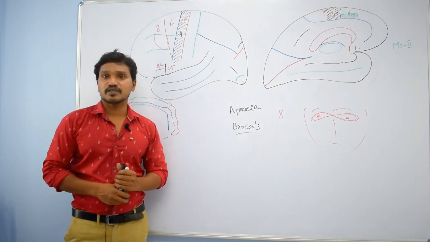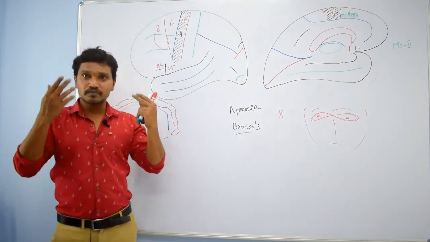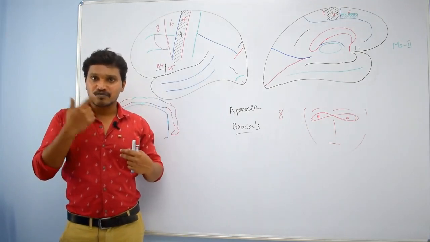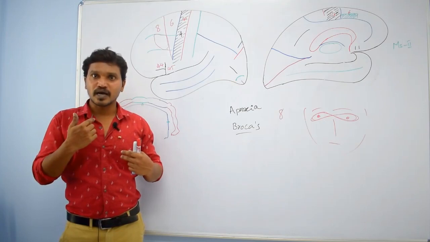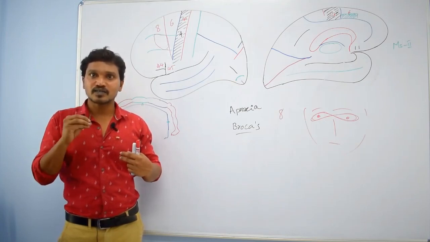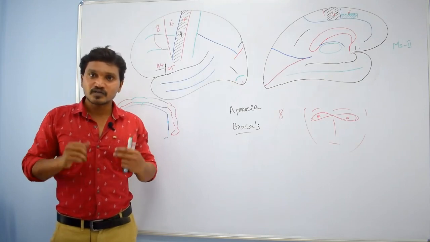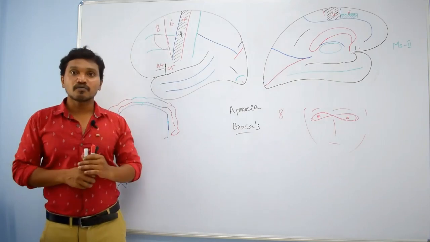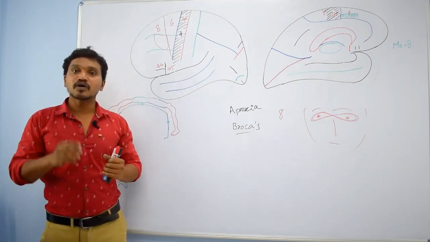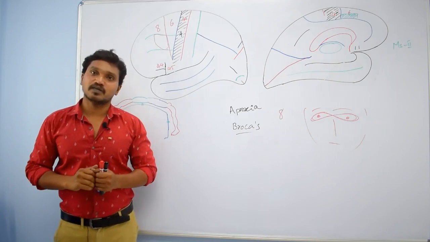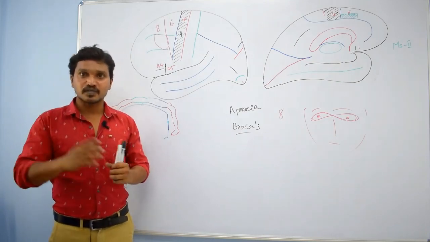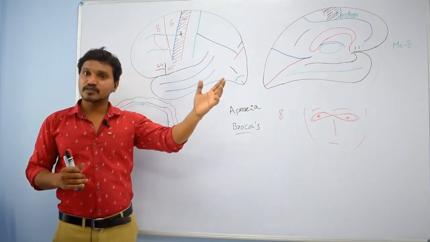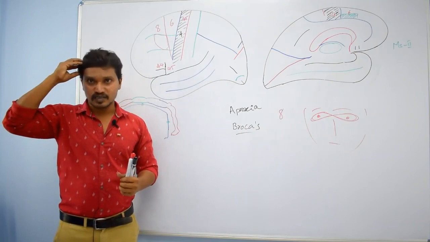Then what is the function of it? See here, I am talking, I am giving lecture. My lips, my facial muscles, my tongue muscles and my laryngeal muscles are contracting to give lecture. So all these muscles are under the control of area number 44 and 45 of the dominant hemisphere. In a right-handed person, this Broca's area is located in the left hemisphere. In a left-handed person, it will be located on the right side.